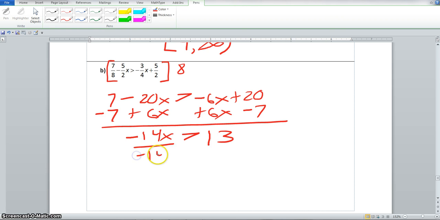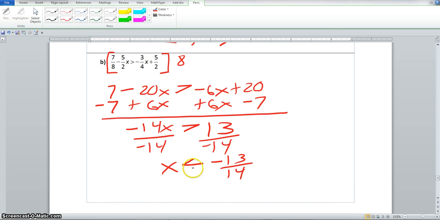We divide each side by negative 14. And x is less than negative 13 over 14. Because remember, since we divided by a negative, we have to change the direction of the inequality. Now, here's the thing. We don't have an or equal to sign here. So we know we're going to use just parentheses, not brackets, when we write the interval notation.